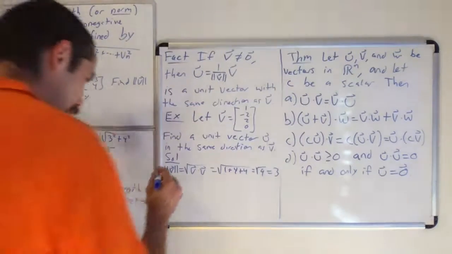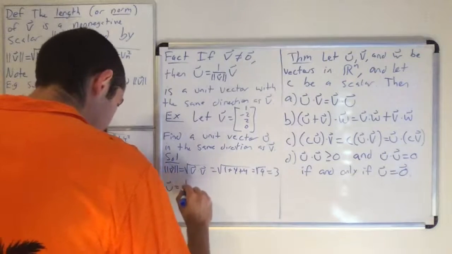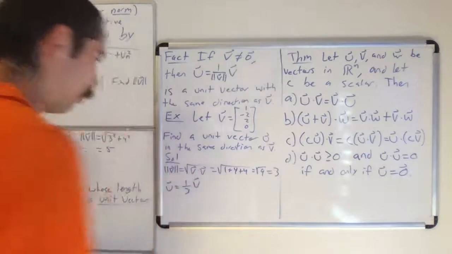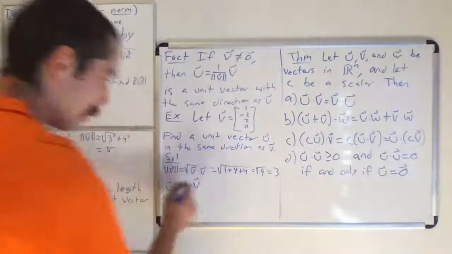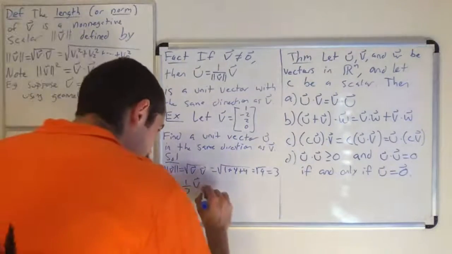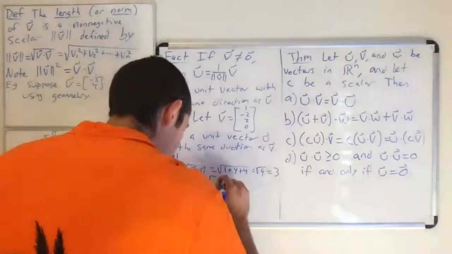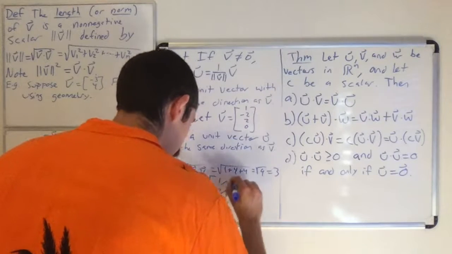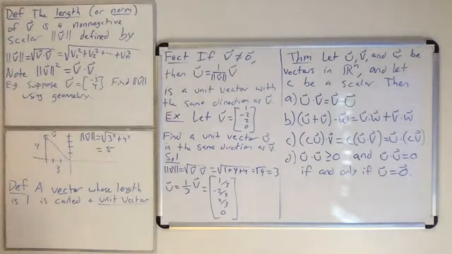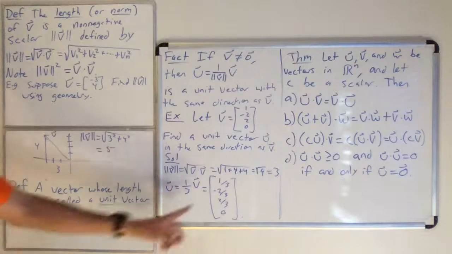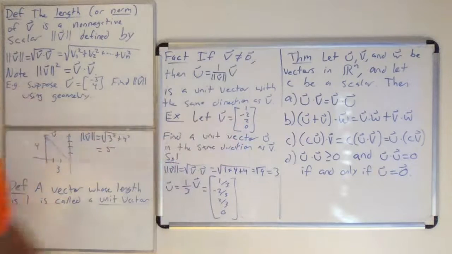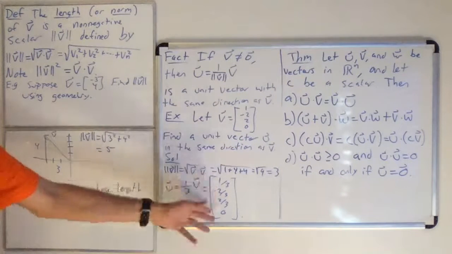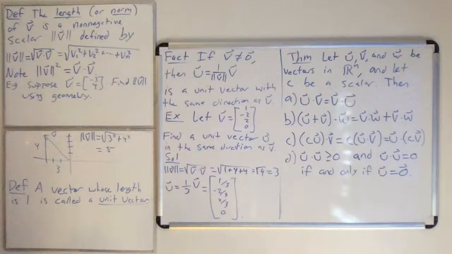And so u equals 1/3 of v, which you could leave like this if you'd like. But we could write it as the vector 1/3, -2/3, 2/3, 0. Okay, so this vector points in the same exact direction as this vector in 4-dimensional space. It's just its length is 1. Okay, so we say this is the unit vector in the direction of v.